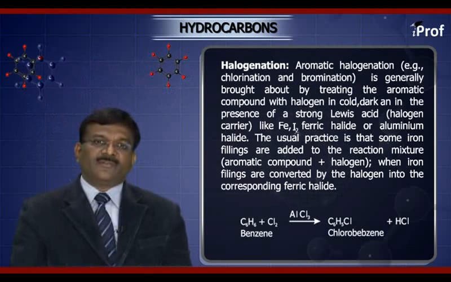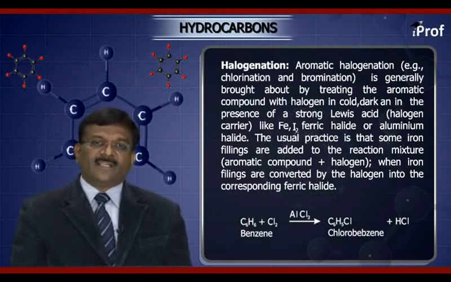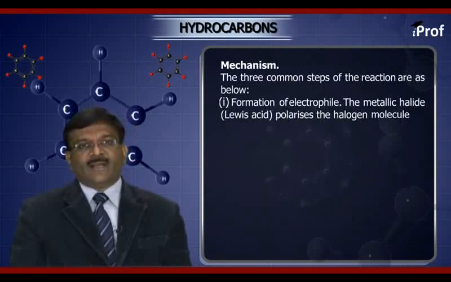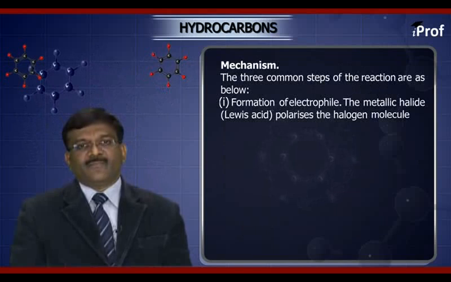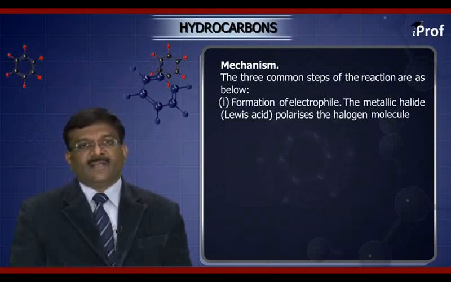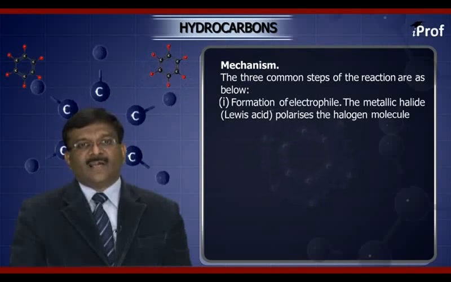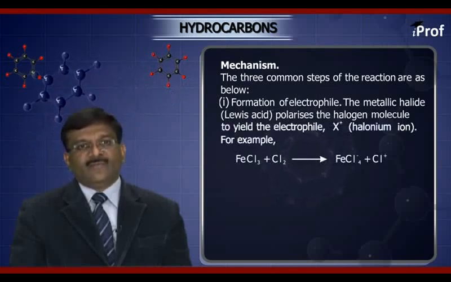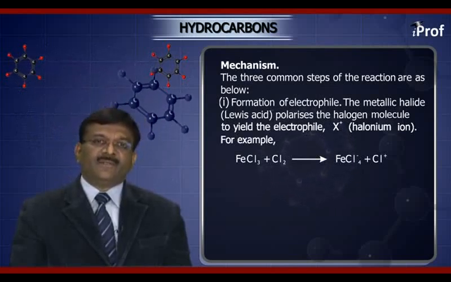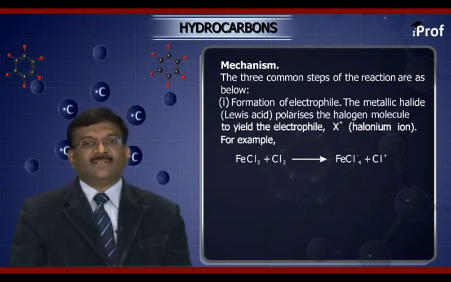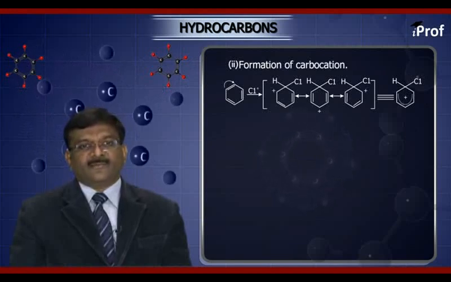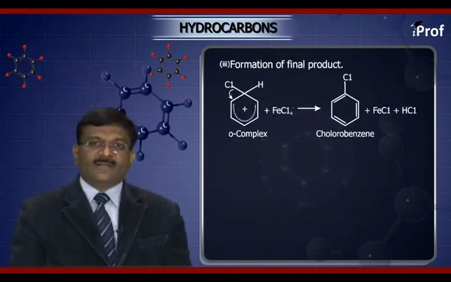Cl2 in presence of AlCl3, it gives C6H5Cl plus HCl, the chlorobenzene. Here the mechanism applied has three common steps. A. Formation of electrophile. The metallic halide Lewis acid polarizes the halogen molecule to give the electrophile X plus, the halonium ion. For example, FeCl3 plus Cl2 gives FeCl4 minus plus chloronium ion. B. The formation of carbocation. C. The formation of final product.